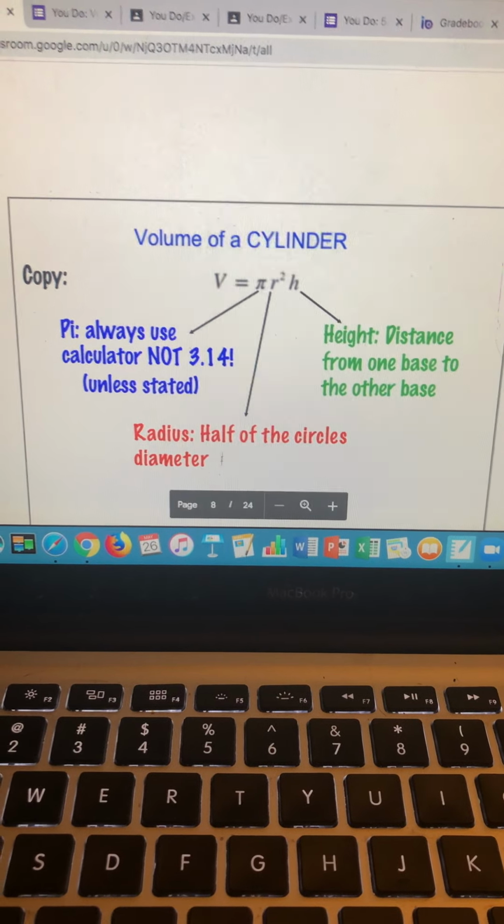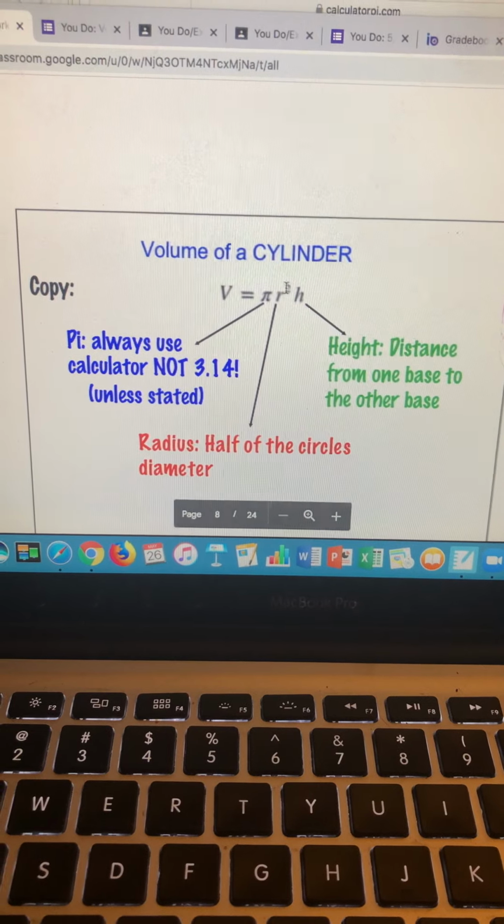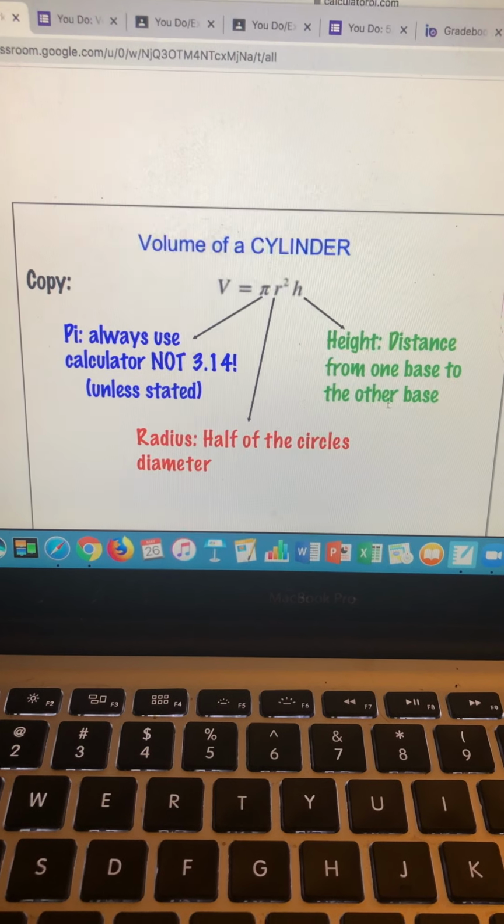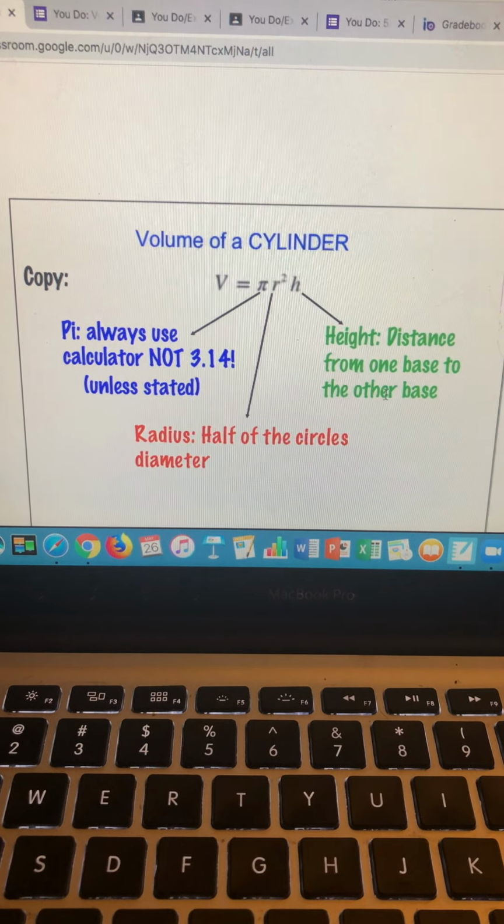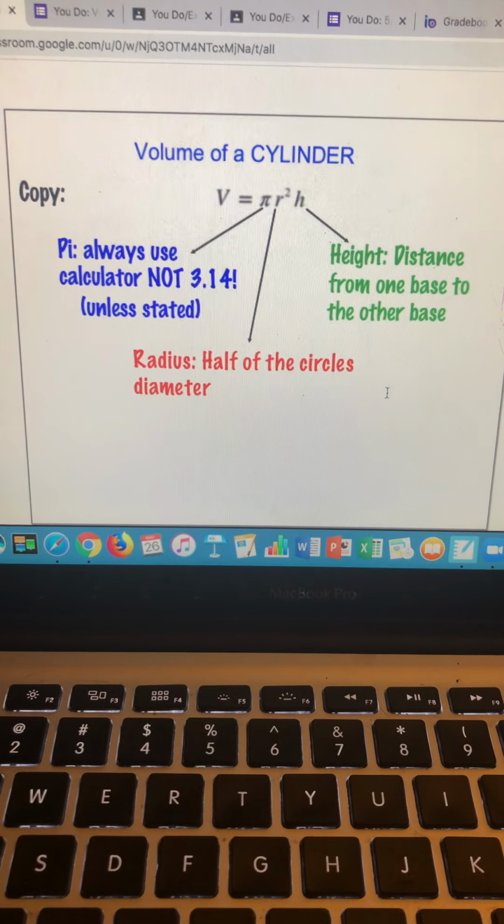Radius is going to be half the circle's diameter. We raise that to the second power. And height will be the distance from one base to the other base, so from the bottom of your cylinder to the top.